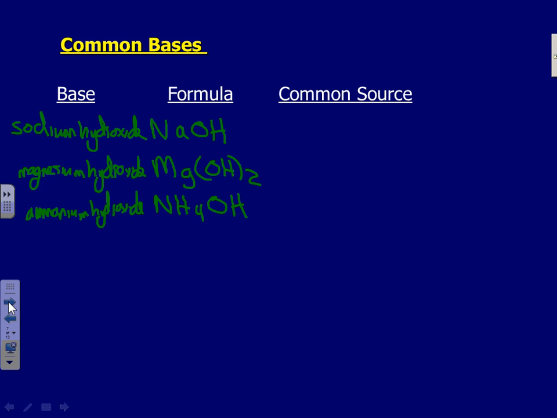Common sources, where you can find sodium hydroxide in your home. You've already done some looking up. What? Drain cleaner. Drain cleaner. Normally, if I'm cleaning the bathroom or cleaning the house, and it says on your Windex or whatever, wear rubber gloves.